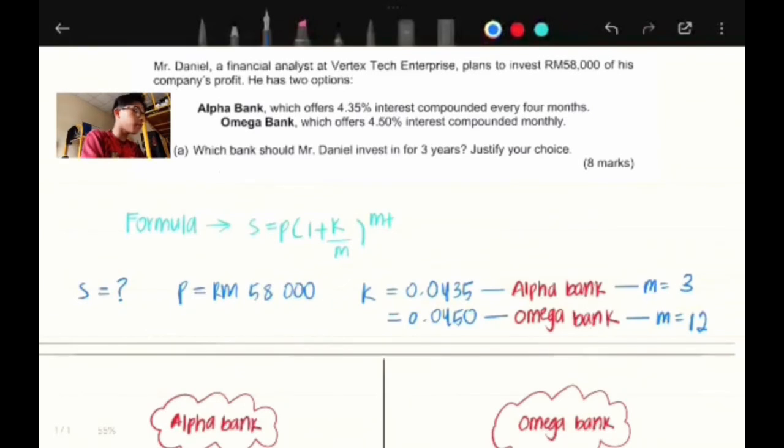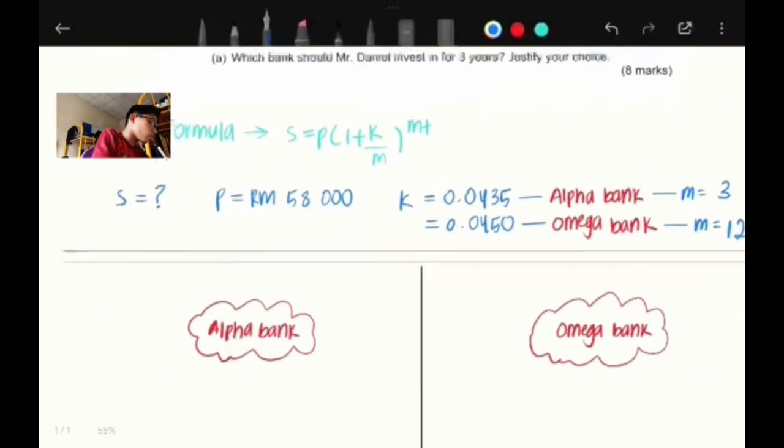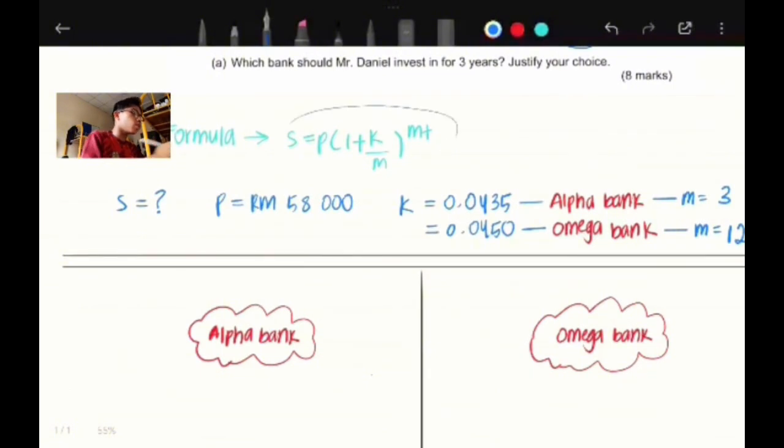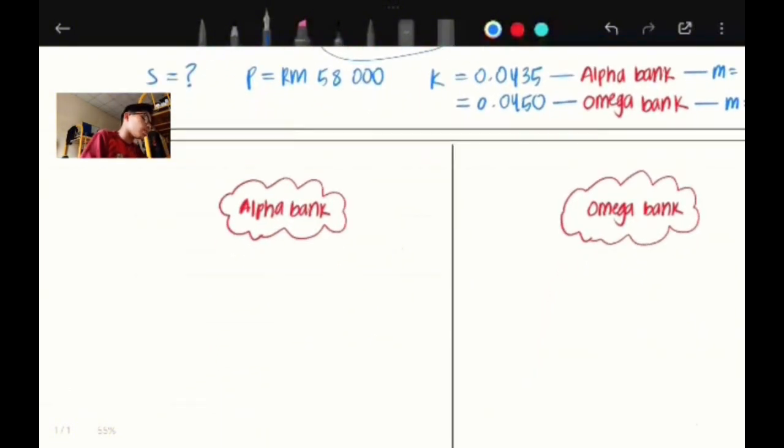Assalamualaikum everyone. For this question, you can see it is a comparison question between Alpha Bank and Omega Bank. Alpha Bank offers 4.35% interest compounded every 4 months, which is m equals 3. Omega Bank offers 4.5% interest compounded monthly, which is m equals 12. For question A, we'll use this formula. We just substitute into the formula.